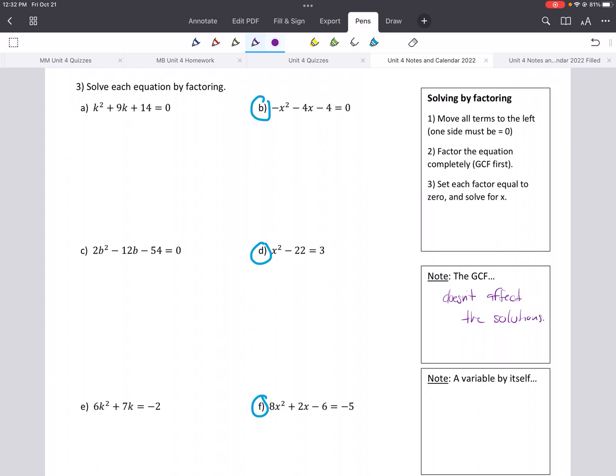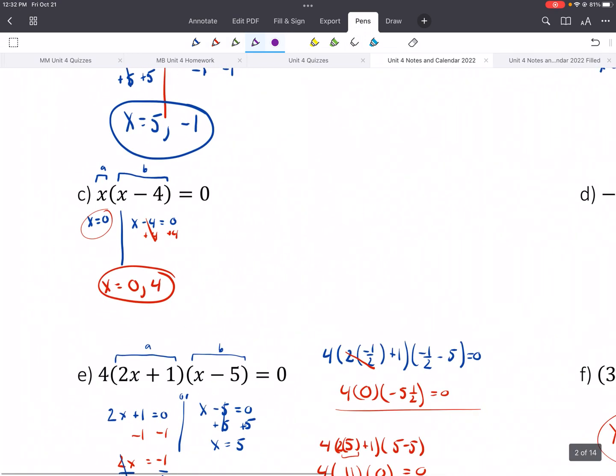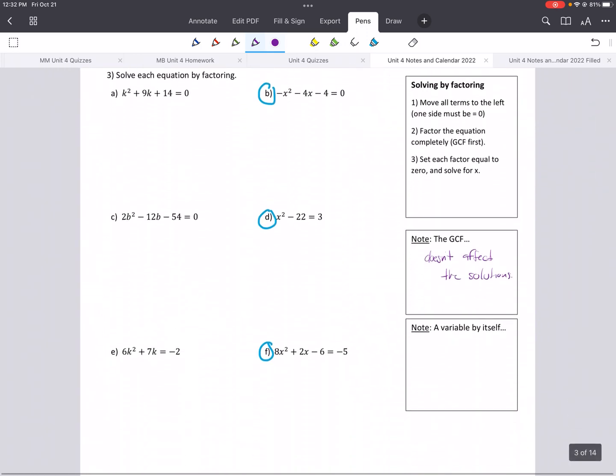Okay, and then a variable by itself. We already had one kind of like that. Here we have a variable by itself. We always just end up getting a 0 solution. So if you want to put that in there, that's great.